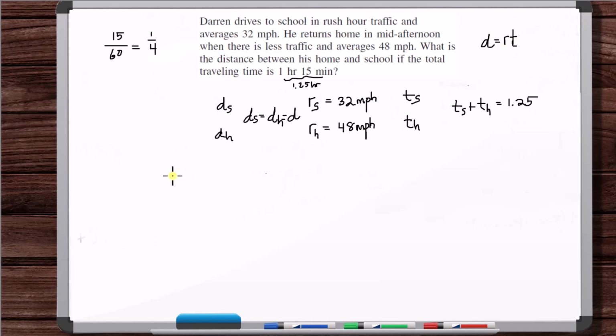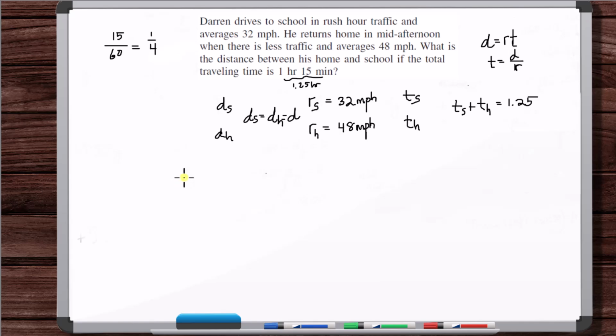So we know that TS plus TH is equal to 1.25. So what is TS and TH? Well, in general, T is equal to D divided by R. You divide both sides by R. The D is the same though, so we're not going to put DS and DH, we're just going to put D divided by RS, because we're doing this TS plus TH.